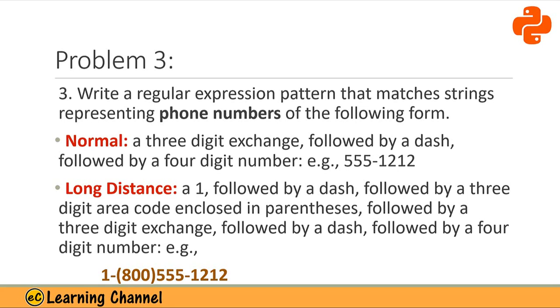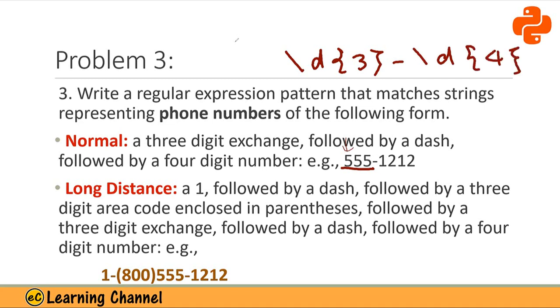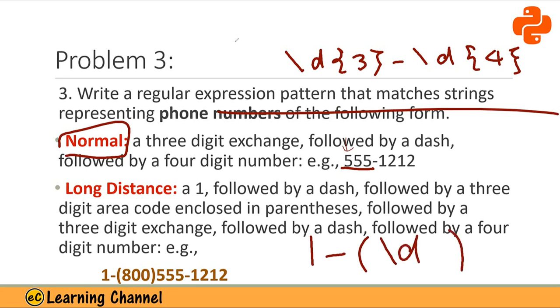Okay, let's talk about it. It's not really hard. Let's assume that each one of these is called a digit, right? So digit is \d, and you do it three times for sure, then a dash, and then digit four times. So the normal portion is like this. How about long distance? Long distance will be 1 for sure, a dash, then parentheses for sure, and inside you have three digits. Then three digits over here, and a dash, then \d four digits. Is that okay? I have an issue with mine. That's the way I do it right now, okay?